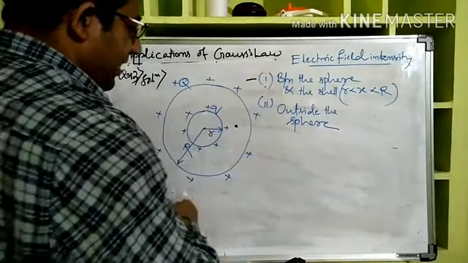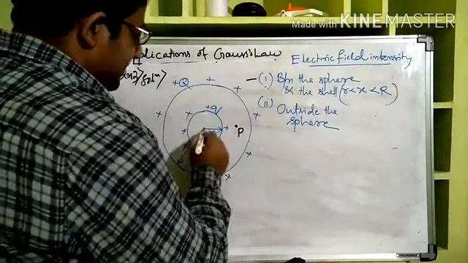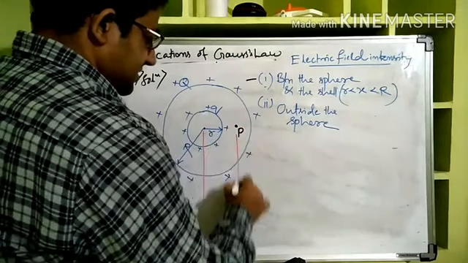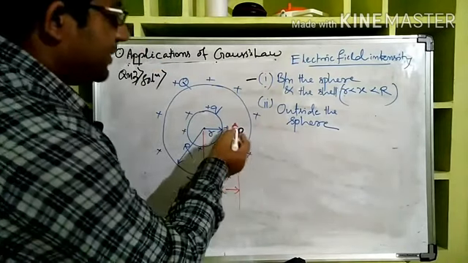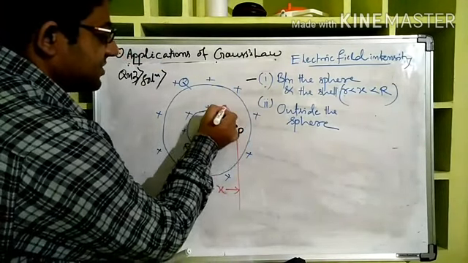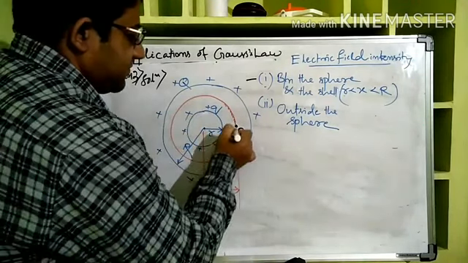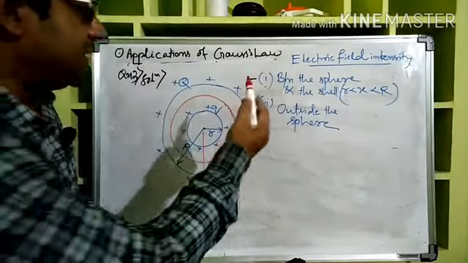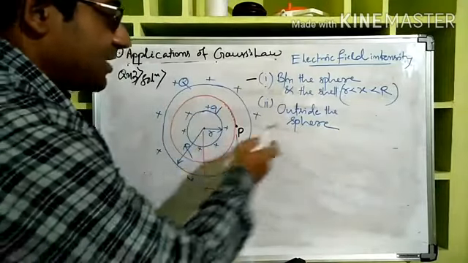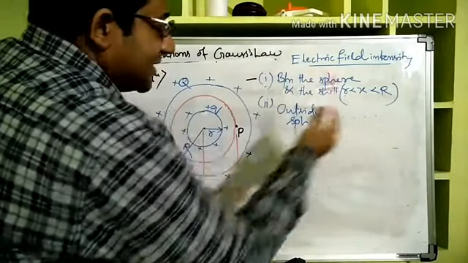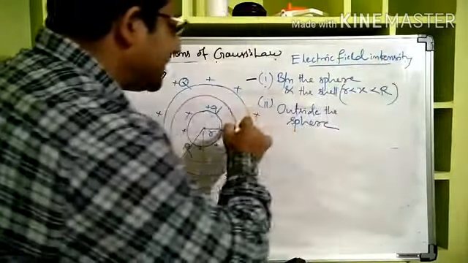So if this is point P, the distance of the point from the center is, let us say, x. Now with the point P, let us imagine one Gaussian surface, taking x as the radius. Now P is between the sphere and the shell, so x is greater than small r and less than capital R.